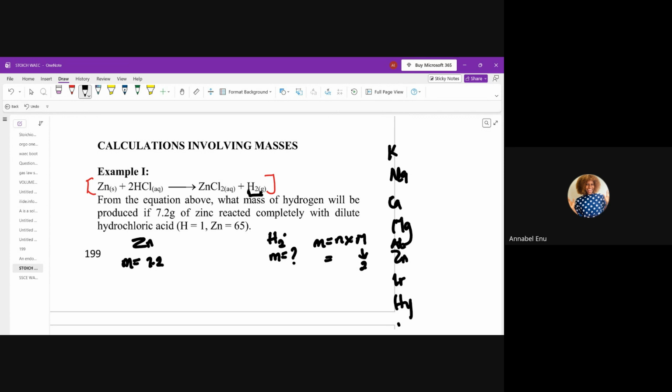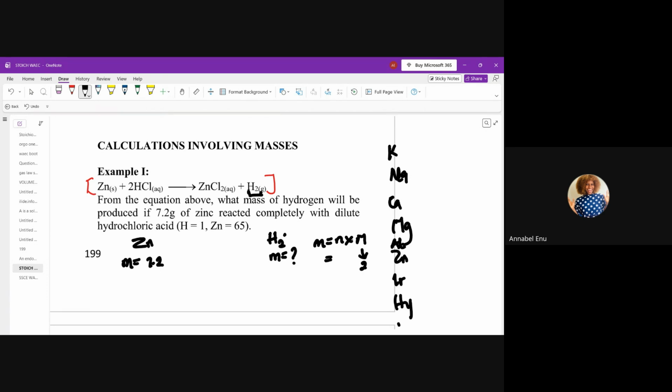How do we determine it? Someone should tell me how we are going to know what our number of mole is. N equals mass over molar mass. Very good. But we are still in the same place. Why? Because we still don't know what the mass will be. It's the mass that we are actually looking for, mass of hydrogen. Yes, Melody.